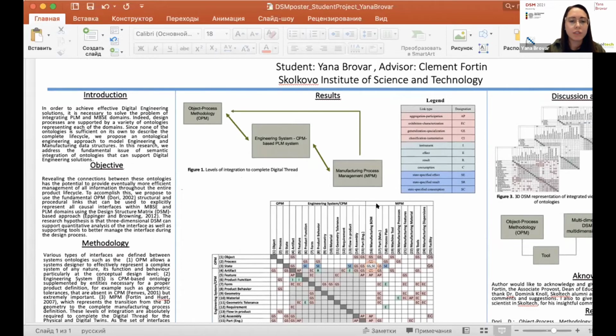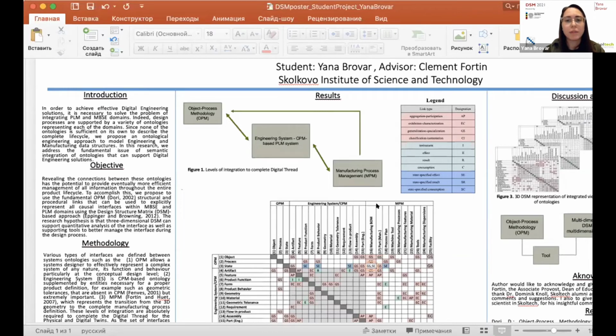The second level of integration is the engineering system, which includes behavior and function entities that are represented in the Core Product Model developed by NIST and supplemented by entities necessary for proper product definition, for example, product geometry and tolerance, that are absent in CPM. But these entities are critical to product definition at the detailed design stage.